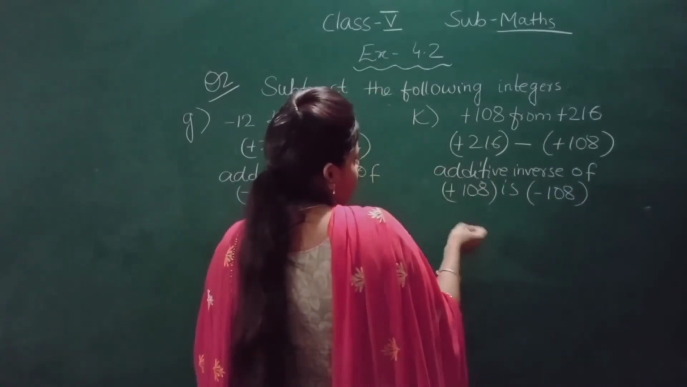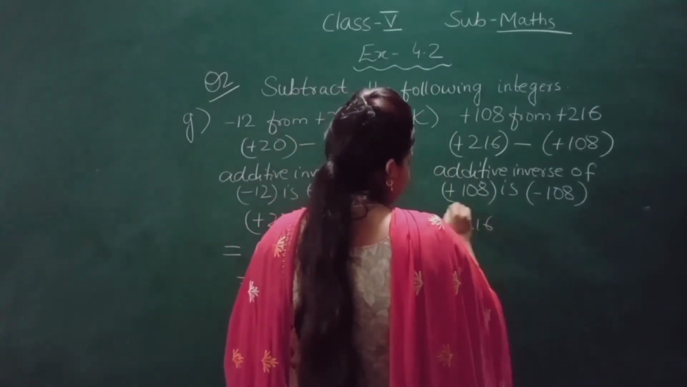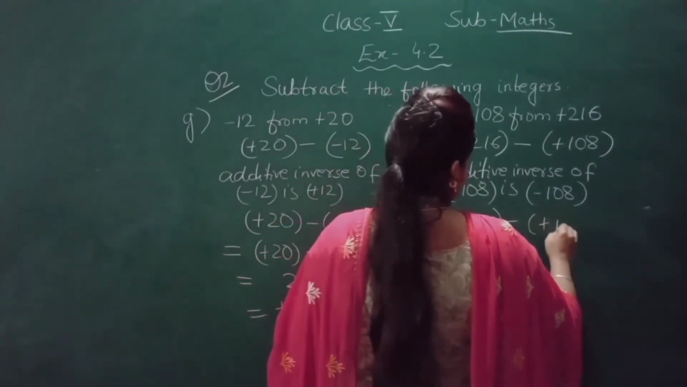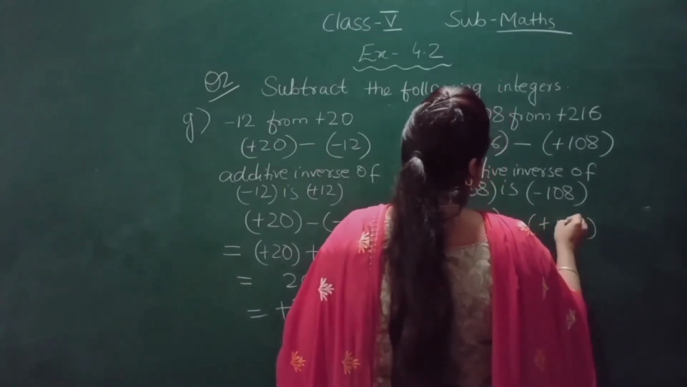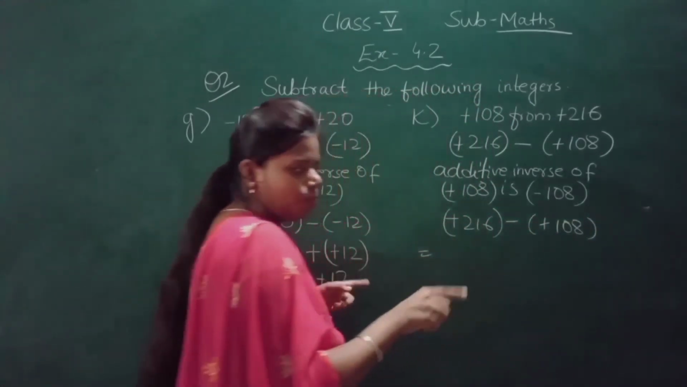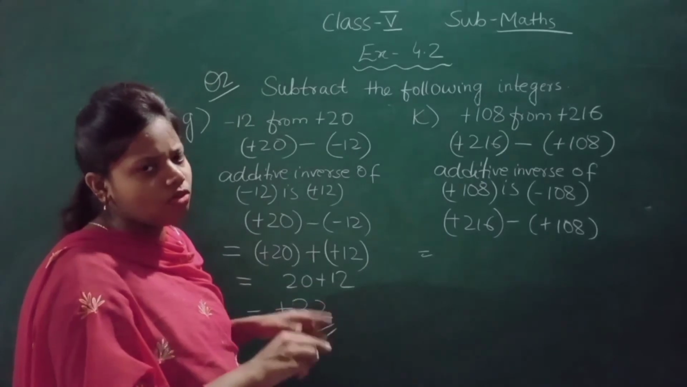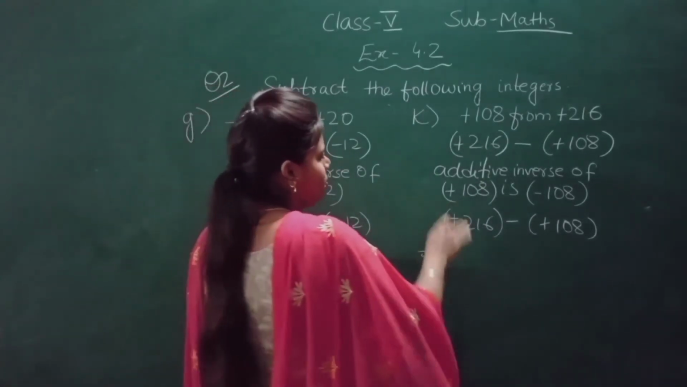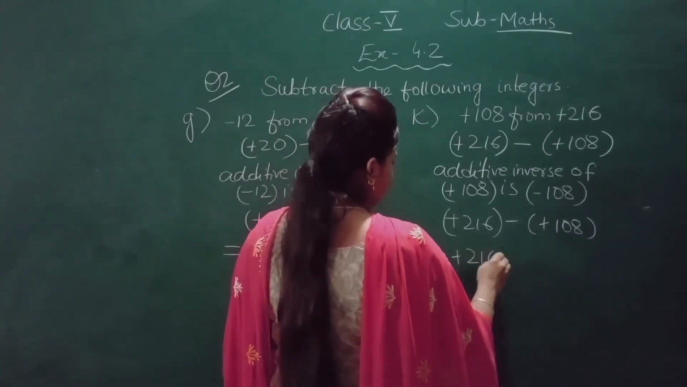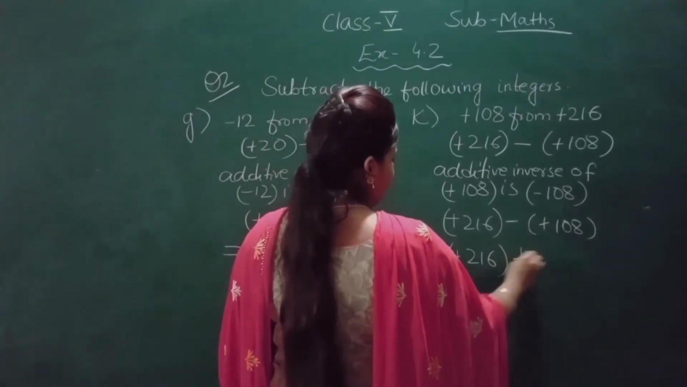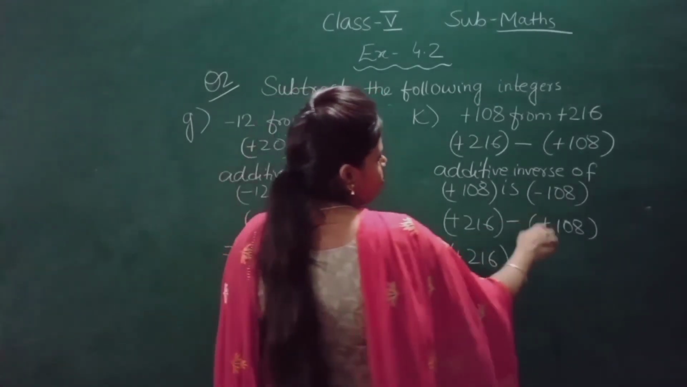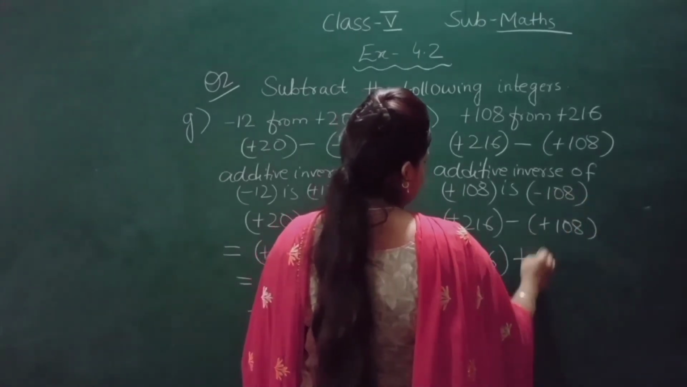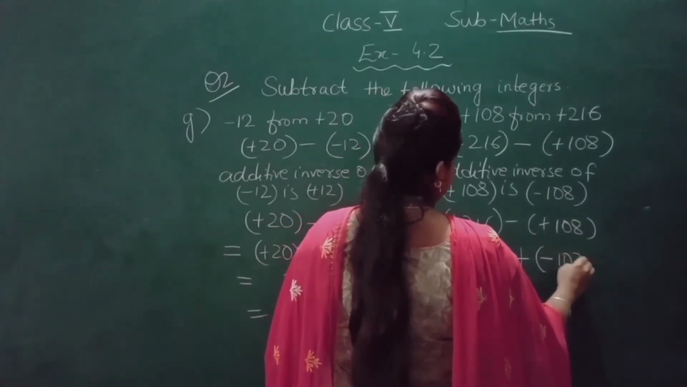Okay. Now next step, copy the same question. Question is also copied. Okay, now what we have to do? You will do step by step. It will become very easy and clear for you. Okay. So now what you have to do? Copy the same. Plus 216. Minus will become plus. Okay. Plus 108. What we will write? Minus 108. That is the additive inverse.